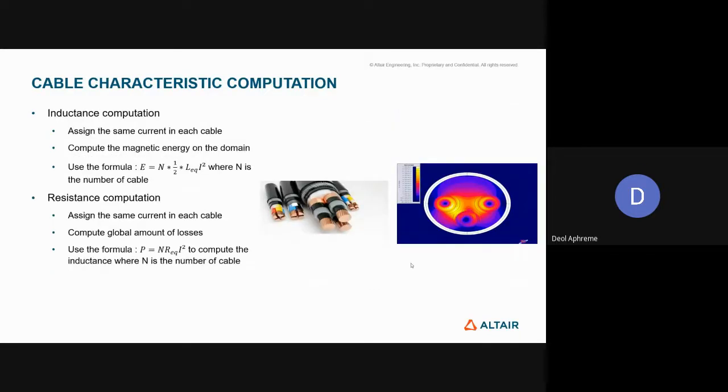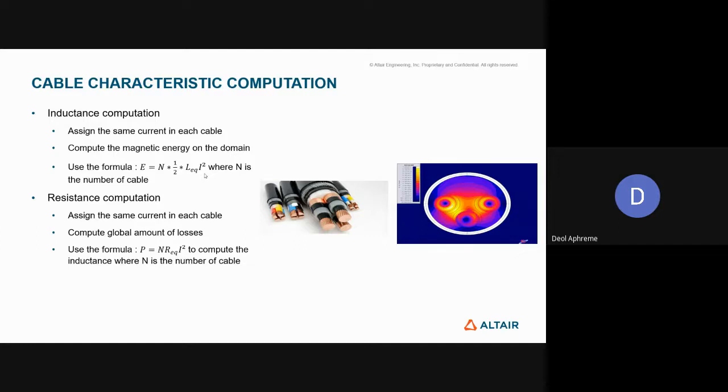Coming to the inductance computation, depending on what sort of inductance you want to see, mutual inductance or self inductance, you pump current through one cable or two cables or all three cables, depending on how many phases you have in the cable. You can use the formula and figure out the electromagnetic energy, and with the energy we can compute the inductance as well. Here you can see in this equation, L equivalent is what you want to compute. You get the energy, the number of cables, and the current that is being pumped. So the equation will change with LEQ on the LHS and E on the RHS, and then you can solve for the equivalent inductance.